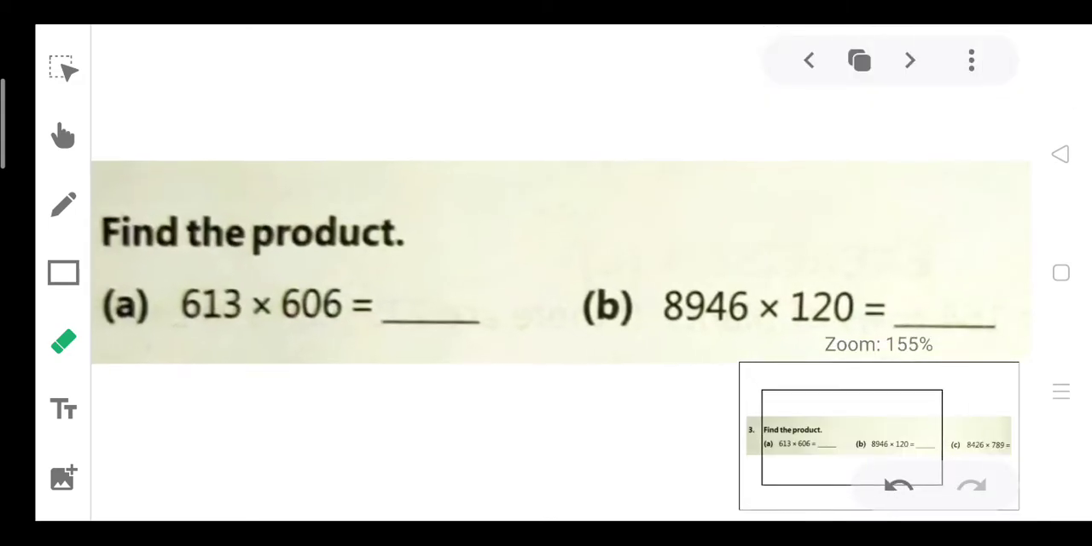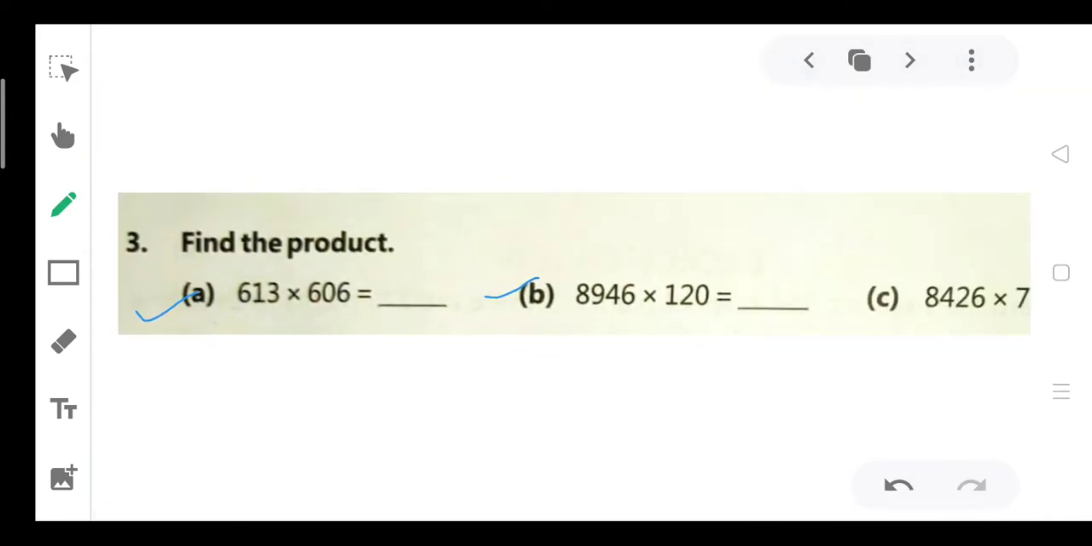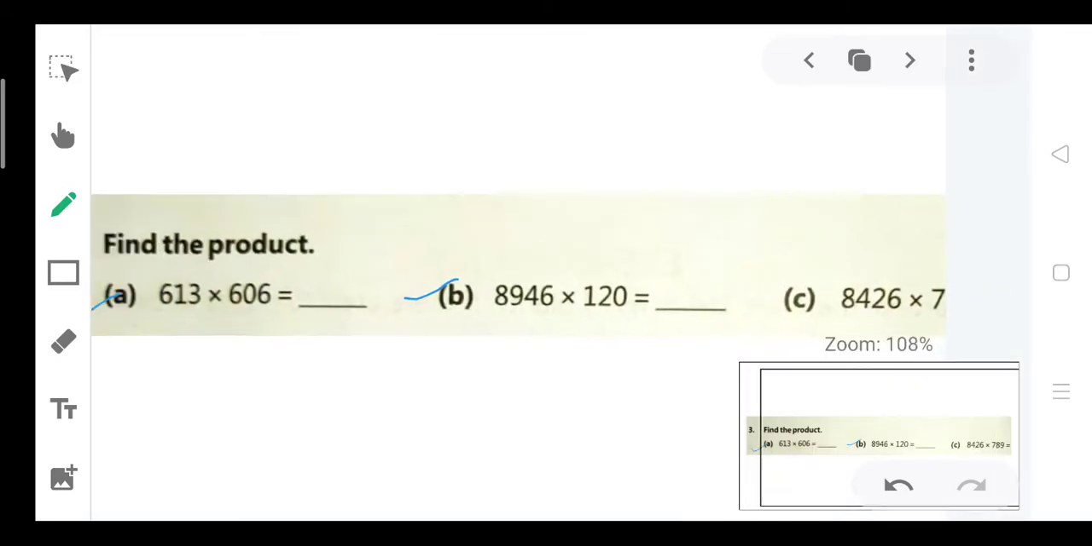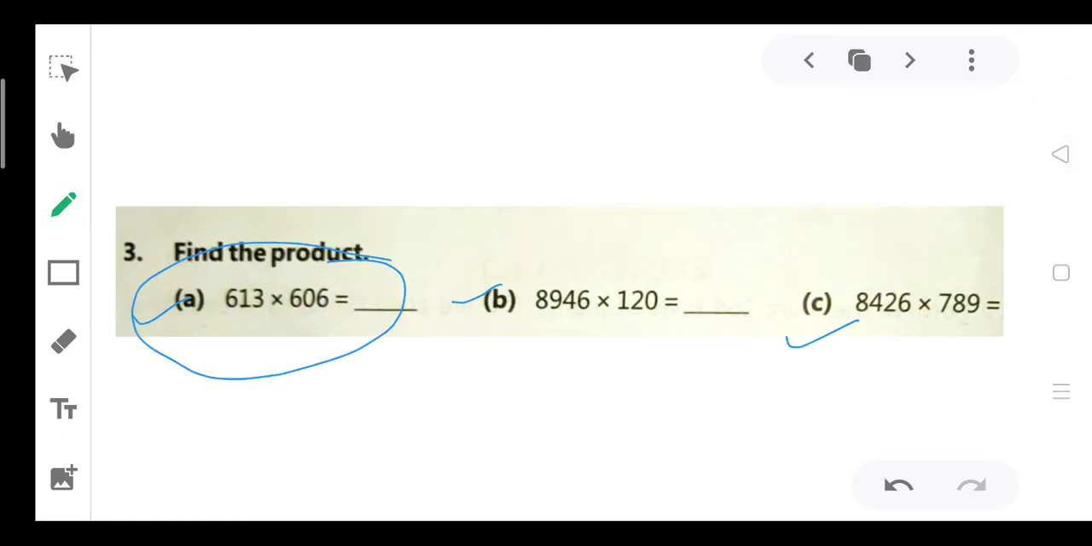It is in front of you. Find the product. 613 multiplied by 606, 8946 multiplied by 120, and C part is 8426 multiplied by 789. Students, I know very well that you have done a lot of practice of these types of sums, so easily you can do the multiplication. I'm solving one question for you, the rest you will do yourself.